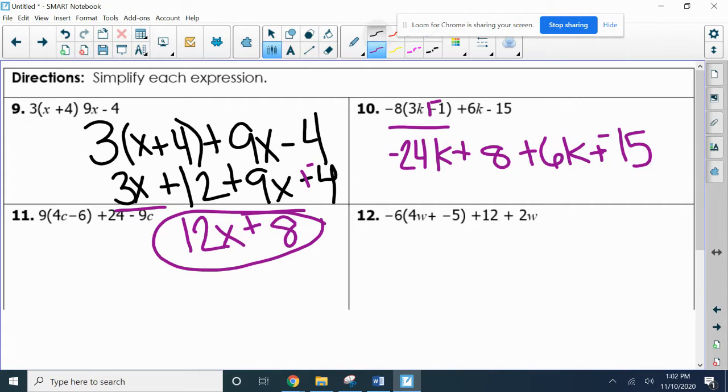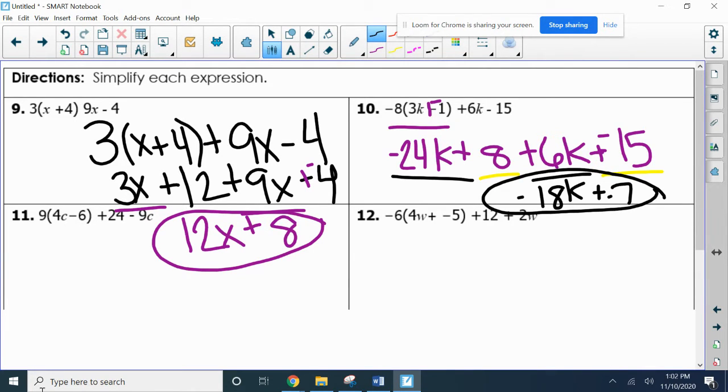All right, so now my like terms, I see negative 24k, positive 6k, and then I see 8 and negative 15. So for negative 24 and positive 6, because I have a negative and a positive, we're going to subtract and keep the bigger sign. So 24 minus 6 is 18, so 18k. 24 is bigger, so it's going to be negative 18k. And then I have a positive 8 and a negative 15. 15 minus 8 is 7. 15 is bigger, so plus negative 7. And then we are done. All right, so I'm going to go ahead.